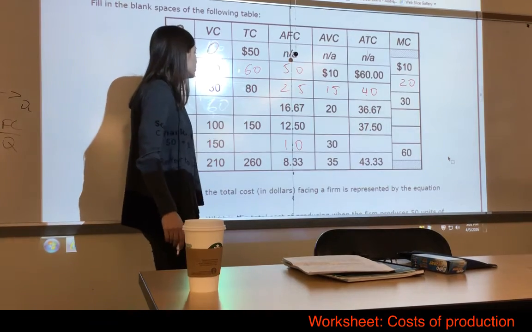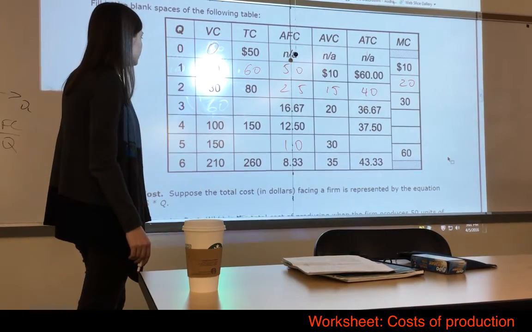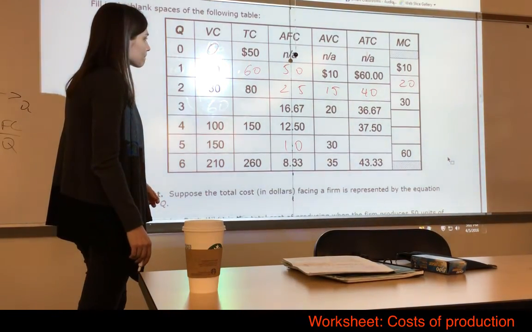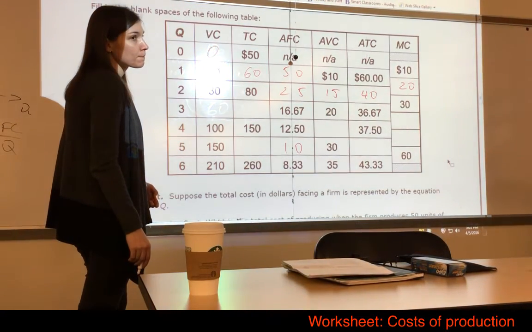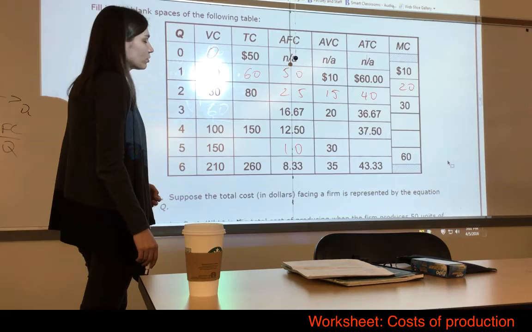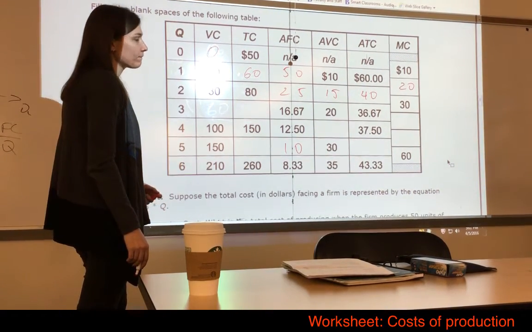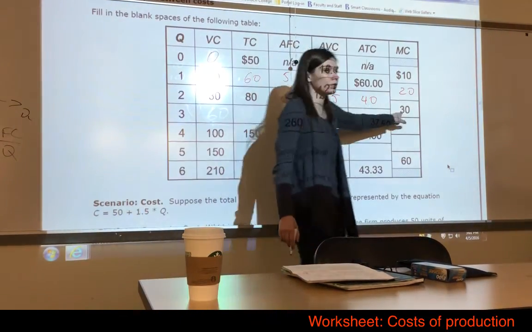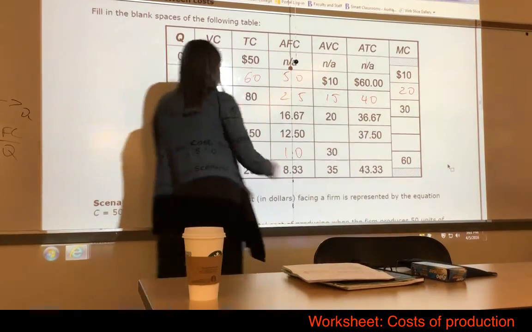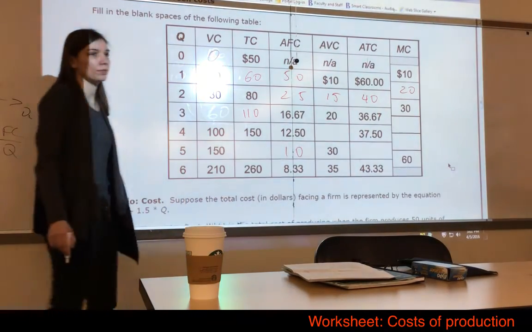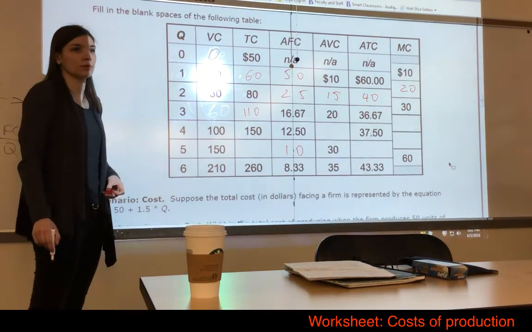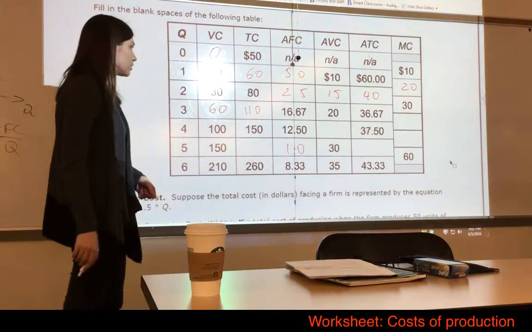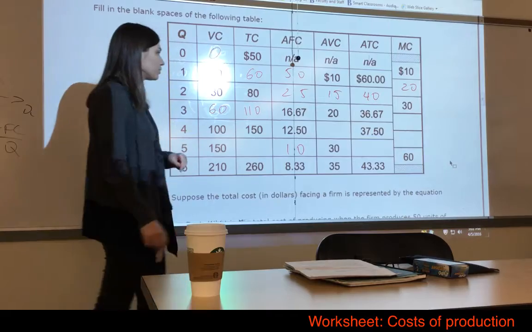Alright, so what is total when the quantity is 3? How can we do it? What is total cost when quantity is 3? 110. We start with 80. We know the third unit, that's 30. Right? So it's 110. If it's 110, what is variable then? 60, right? Because fixed is 50. Alright, that line's done.